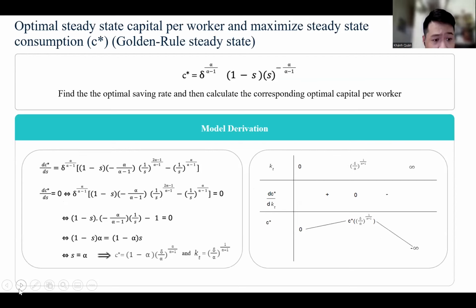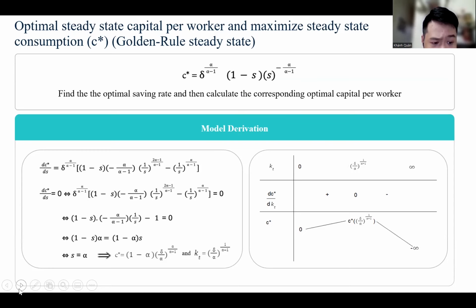As was mentioned before, we have steady state consumption per worker as a function of saving rate s as shown here. So we will use the derivative to find the saving rate where the consumption is maximized and then substitute into the steady state condition to find the optimal capital per worker. Now we find the first derivative of consumption with respect to the saving rate s by the chain rule. Then we find the critical point by finding the saving rate where the derivative equals 0. Finally, we get saving rate equals alpha, with alpha being the elasticity of output with respect to capital.